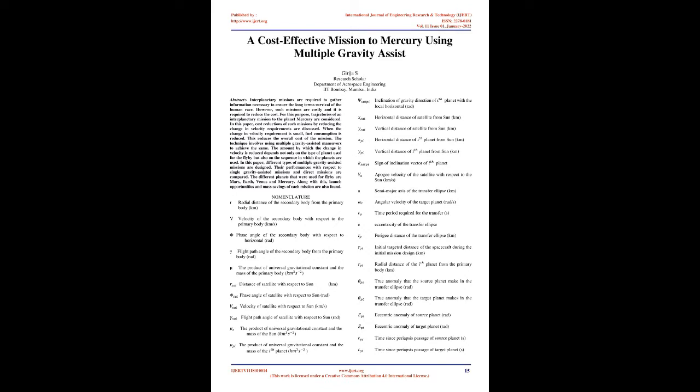The different planets that were used for flyby are Mars, Earth, Venus, and Mercury. Along with this, launch opportunities and mass savings of each mission are also found.